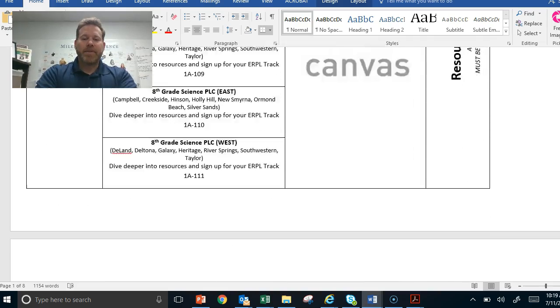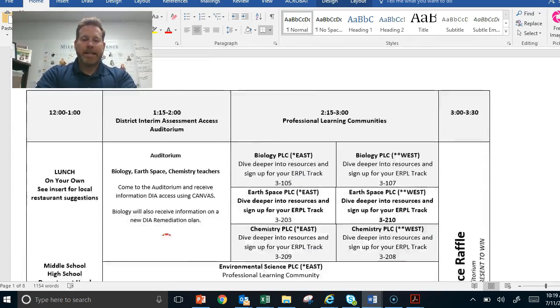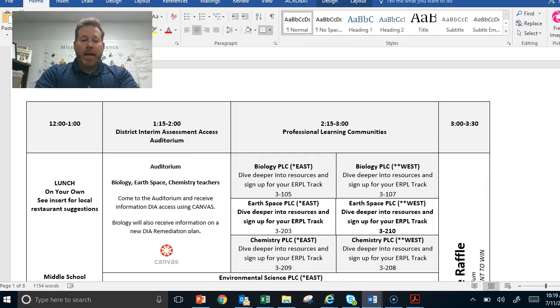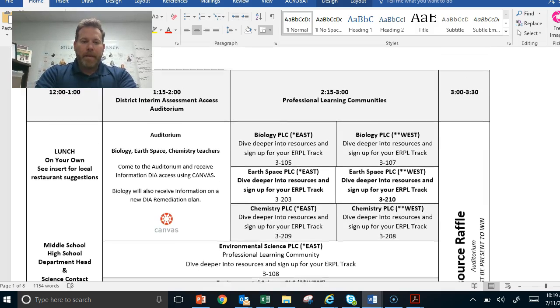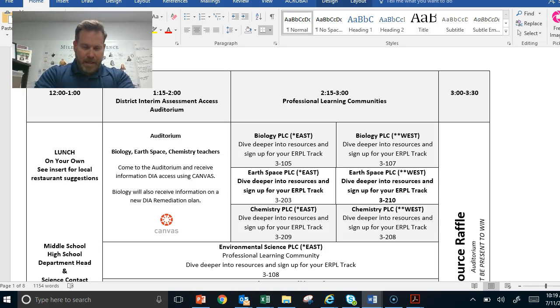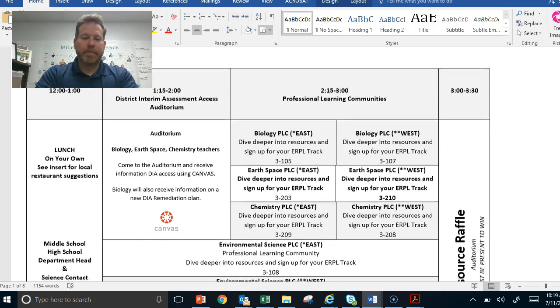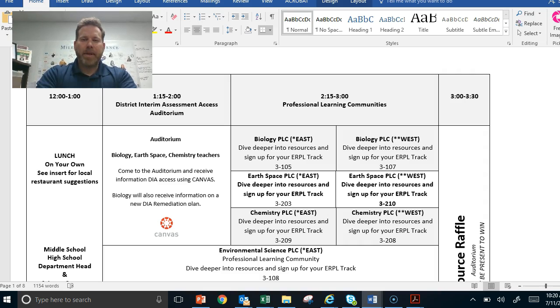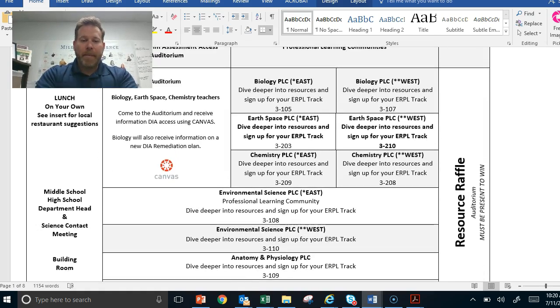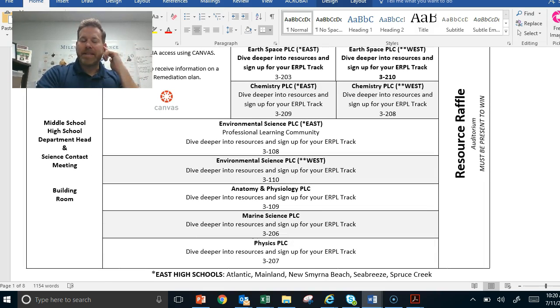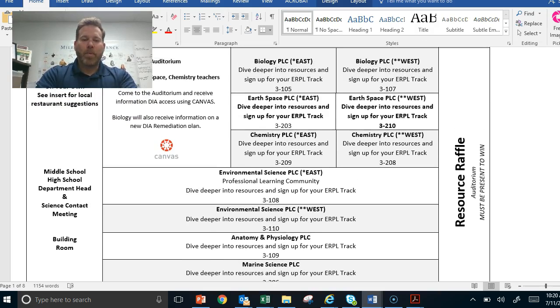Similarly with high school. Let me zoom to an agenda, the high school agenda after lunch. Here's the after lunch for high school. The high school teachers who teach biology, earth space, and chemistry will be going to the auditorium first to receive information about the DIAs and their access to them. Biology will have a more enhanced explanation about how they will receive a remediation plan. There's a district-supported remediation plan now being provided to the biology classrooms, and we like to give them details about that. But if you're not one of those 3 courses in high school, that leaves environmental, anatomy, physiology, marine science, and physics. Those groups go right to their PLC.